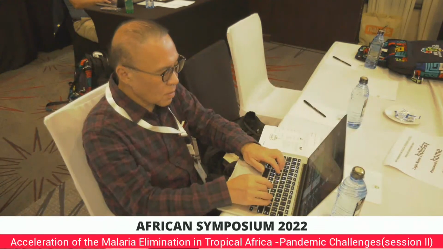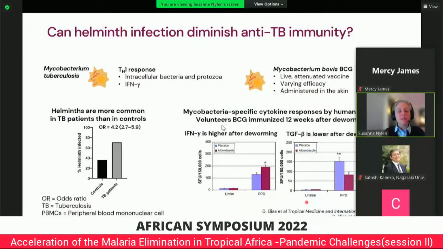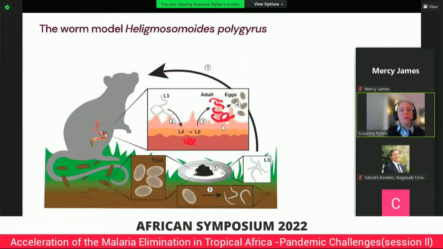But in human studies, it's not so easy to prove causality. One can prove connections, but to show that one is causing the other is difficult. And also, many of these studies have been relatively small. There have also been other studies which have not been as conclusive. So what we decided was to set up a model.